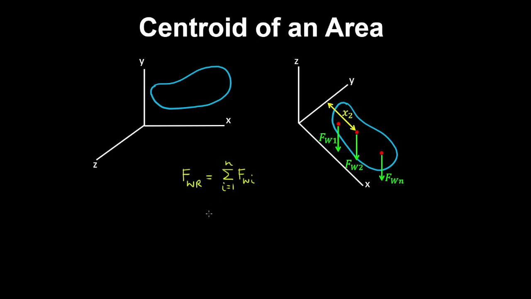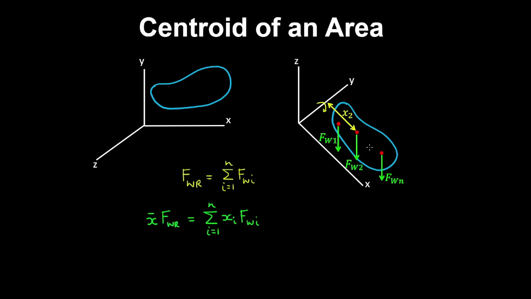Now if we take a sum of moments about the y-axis, then the moment produced by the force of weight acting on each particle is the moment arm multiplied by the force of weight. And the total moment produced is obtained by summing up all these moments. And here we set this equal to the moment arm multiplied by the resultant force.